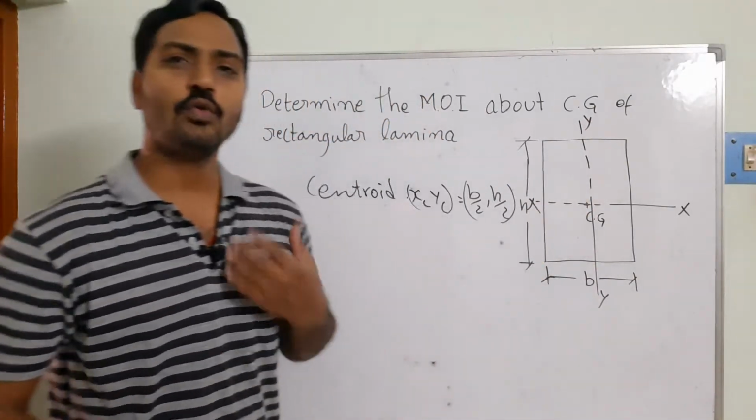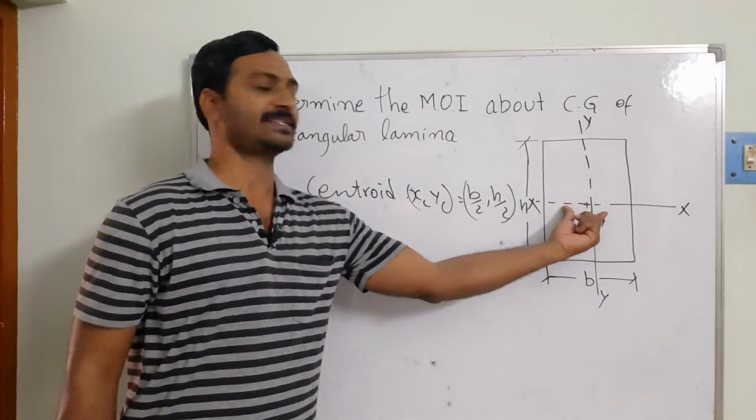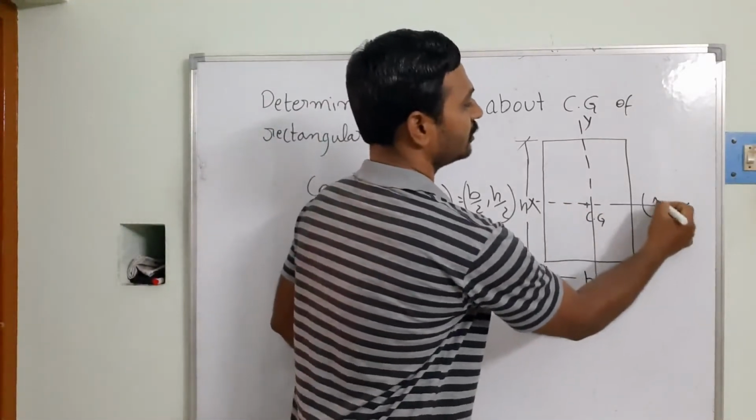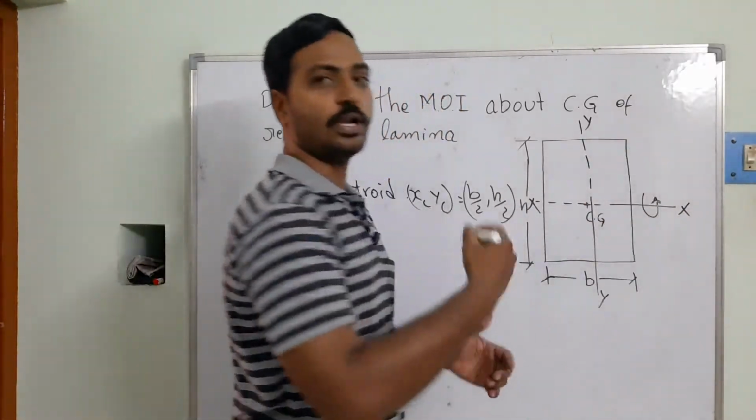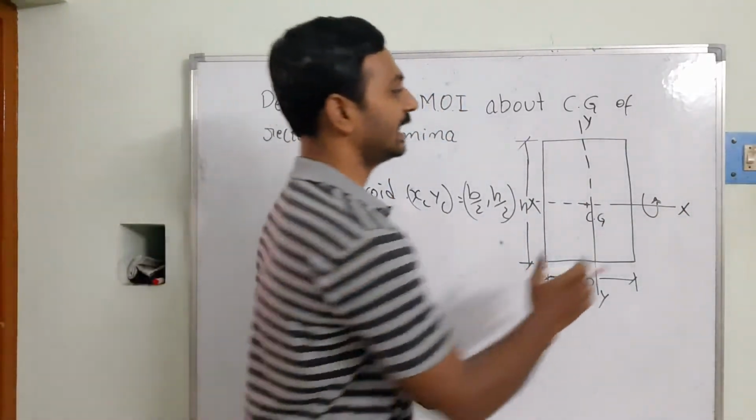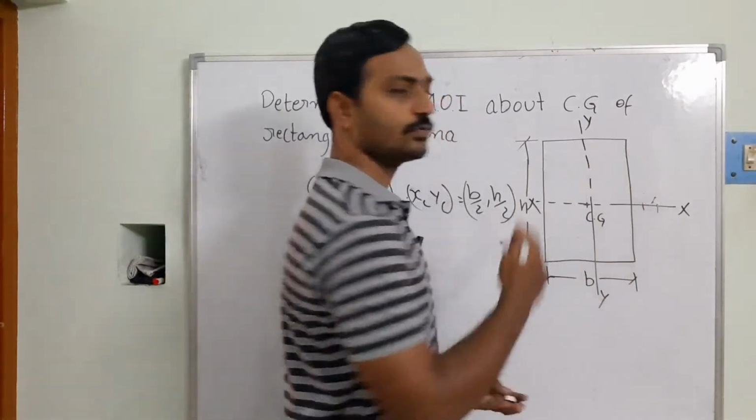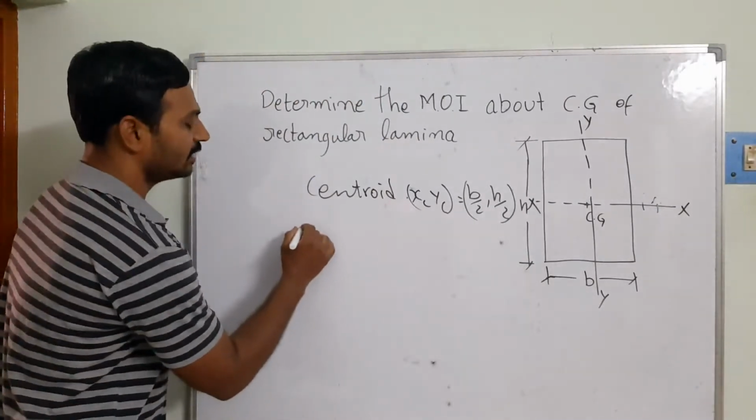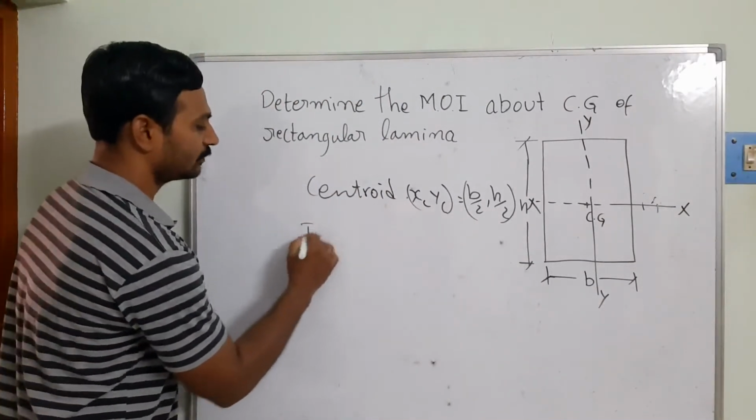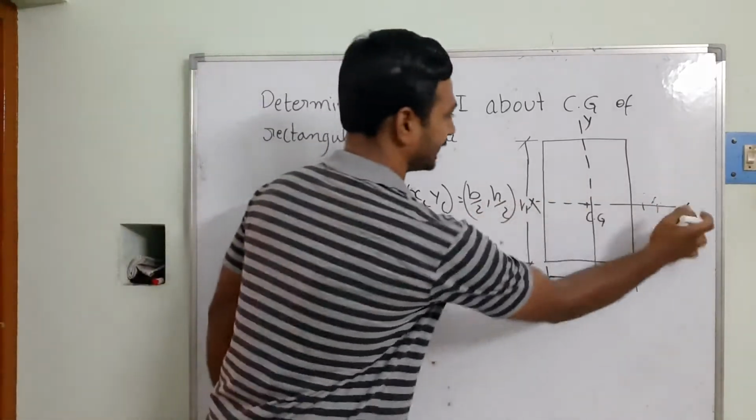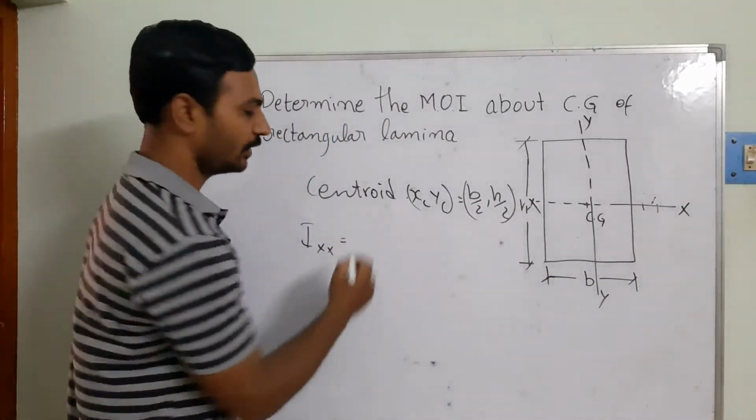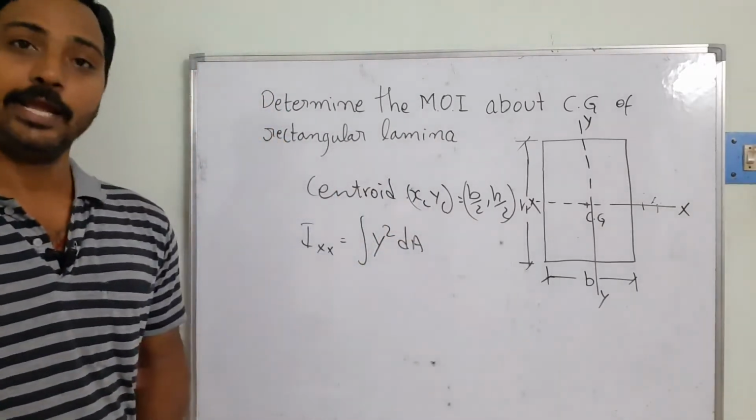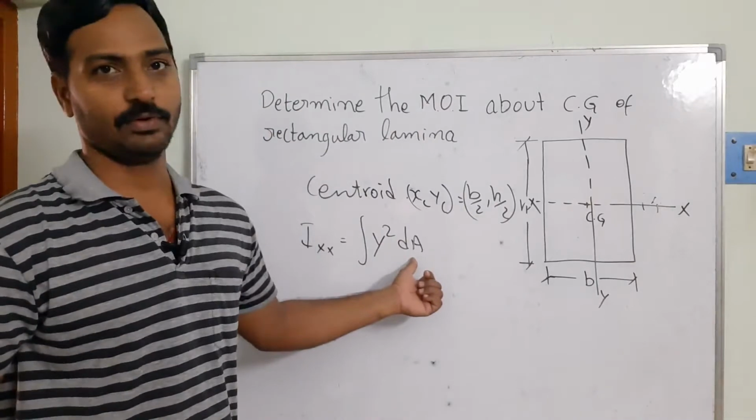Now I want to find the moment of inertia with respect to the X axis. It means, with respect to this axis, how this area is distributed, and when it is subjected to certain forces, how this area resists the change. That is what we need to calculate here. So I take the moment of inertia of this object with respect to the X axis, and the formula is Ixx equal to integral y square dA. In this equation, we need to find dA.